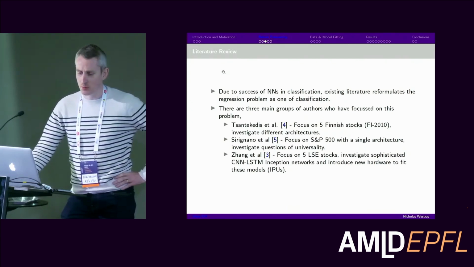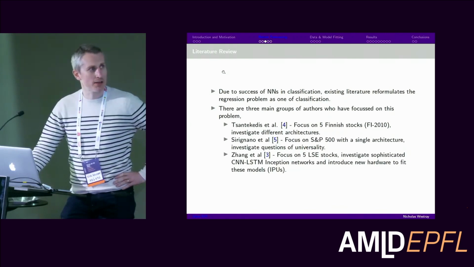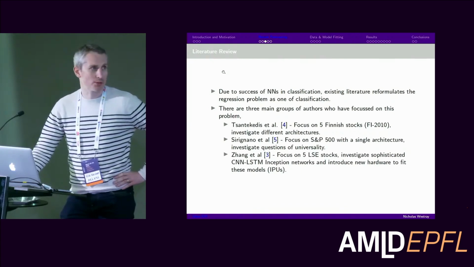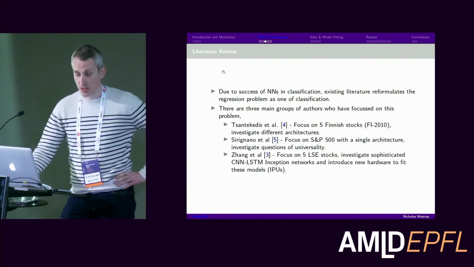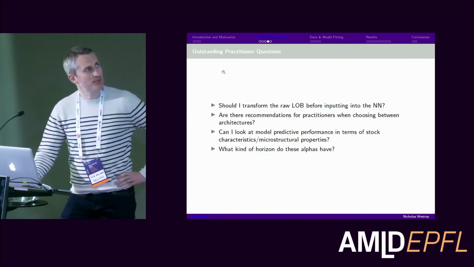And finally, there's a group of authors at Oxford who have really done a lot of work in this area, and they've been really focusing on a small number of stocks at the LSE, and they've been really looking at very sophisticated convolutional networks on top of LSTM, using things like inception and using new hardware, IPUs, as well as sequence-to-sequence models to try and, you know, forecast forward horizons. And that's really what I want to talk to you about today.